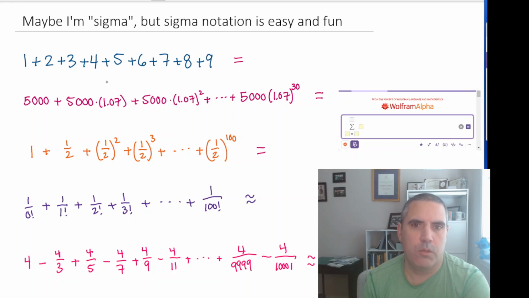My kids have also told me that sigma means you're the lone wolf, so I guess I'm being sigma when I say that sigma notation is easy and it's fun. I know many of you just turned the video off, so you're not hearing this part, but I like to make puns. I'm trying to stop myself here and just talk about this.